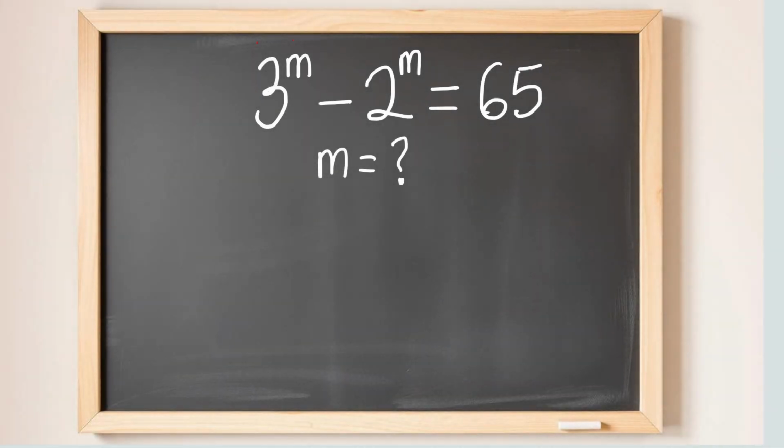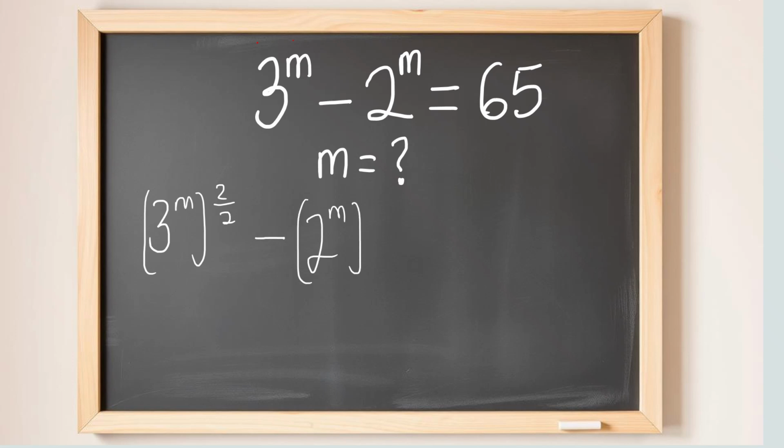For the value of m. We can rewrite this given equation as 3 to the power of m into parentheses 2 divided by 2, because 2 divided by 2 is the same thing as 1. So here we have 2 to the power of m in parentheses 2 divided by 2. This is equal to 65.